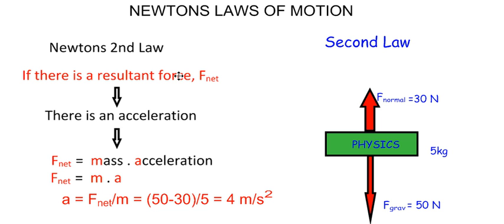Newton's second law states that since there is a net force, there is an acceleration, which can be found by using the equation F net over mass. The net force in this case is 50 minus the normal force, which is 30 newtons, divided by the mass of 5 kilograms, which now gives us an acceleration of 4 meters per second squared.